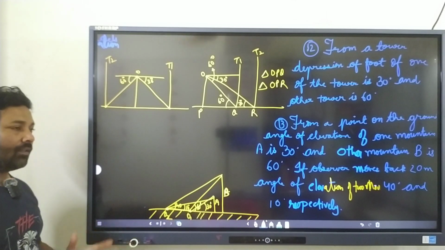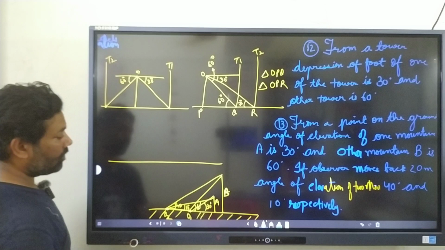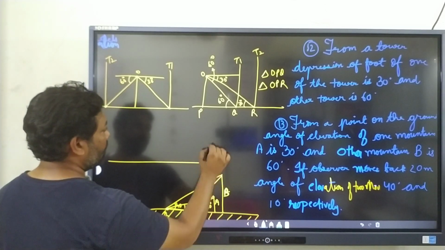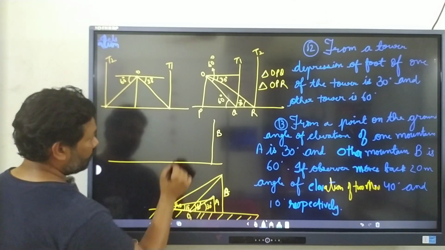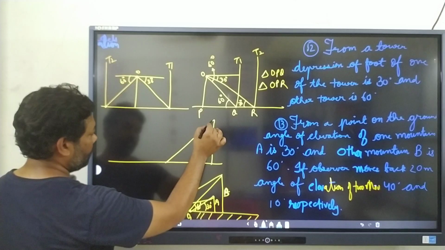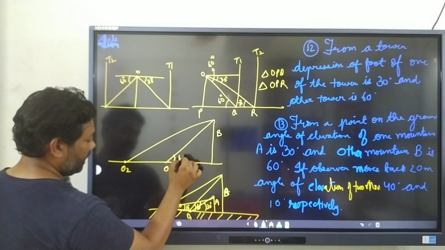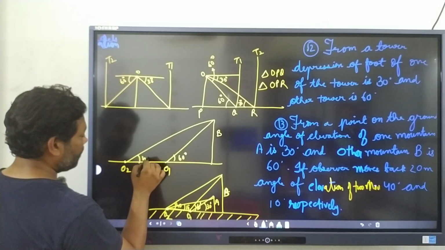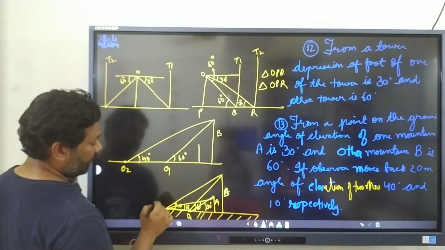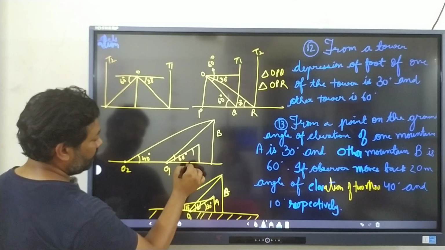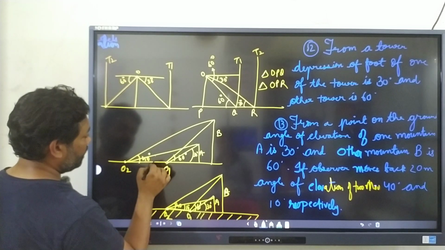You can redraw it to make it look better. Once the rough drawing is done, draw it a little better. From tower B we have two angles, this will be the one and this will be the other, O2, O1. This one is 60 degree and this one is 40 degree. Then for tower A, we have this one angle as 30 degree, and this other angle we will make 10 degree.